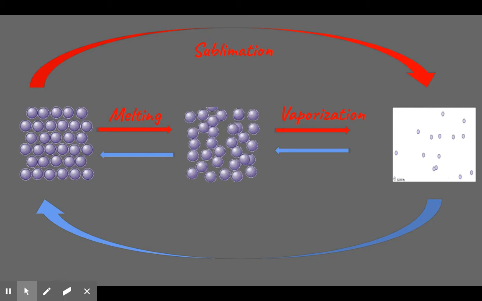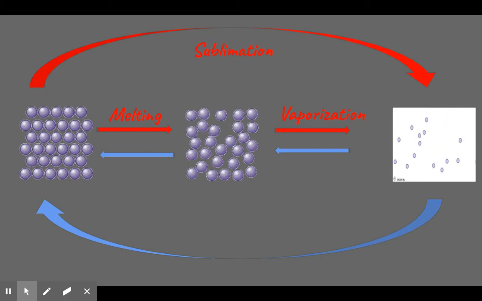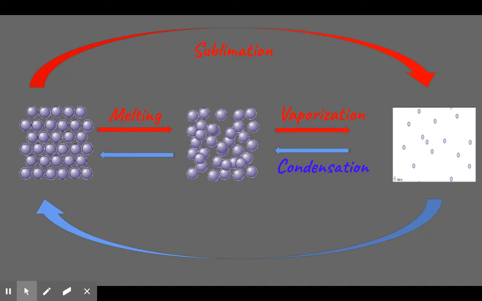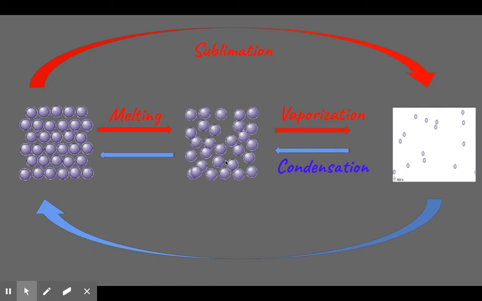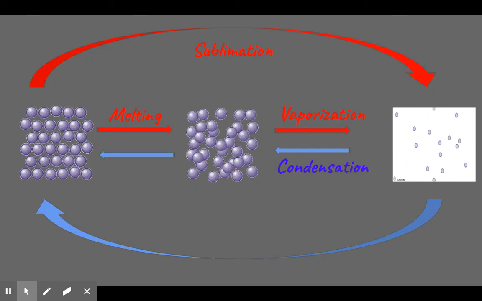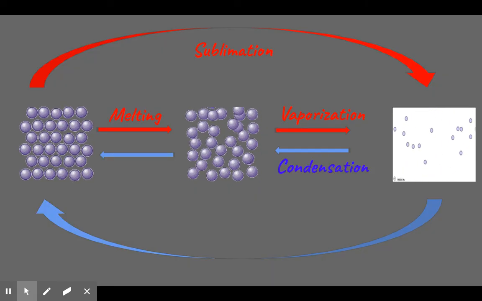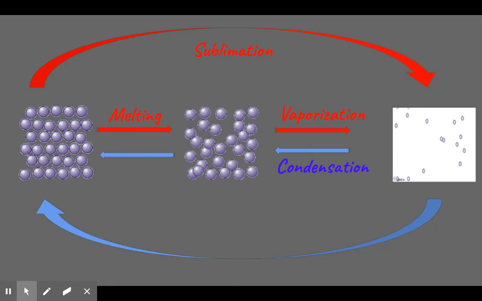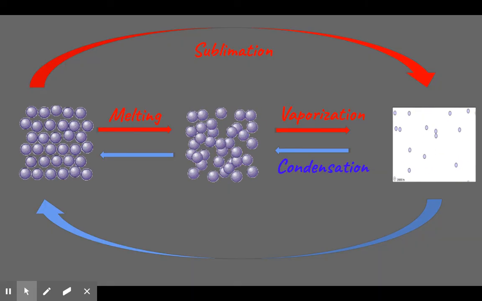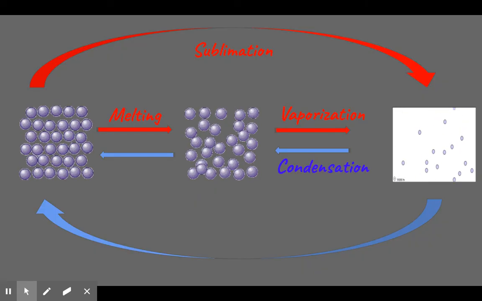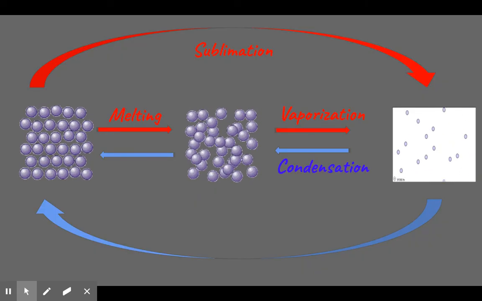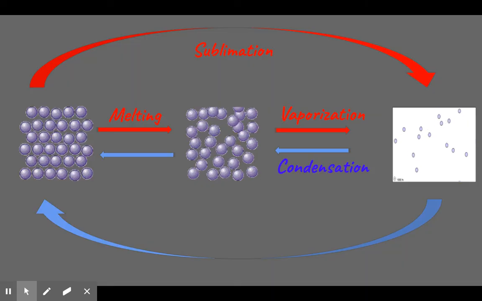Those three are all endothermic processes. If we go the other way, we're going from a gas to a liquid. That's called condensation. You've probably experienced this when you've had an icy cold drink and the outside of your glass becomes wet. That's condensation. That's water in the air outside of your cup getting cold and condensing on the outside of your glass and turning into a liquid.